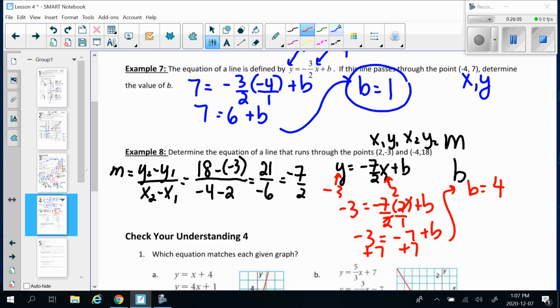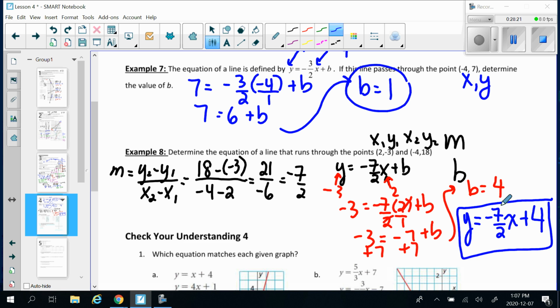So my final answer, once I have m and I have b, is I can write the equation of the line. -7 halves x plus 4. How did I get all these pieces? Let's reflect. So I got the slope by doing all this stuff in black by using the slope formula from the last lesson. How did I find b? Well, I wrote my partial equation, I plugged in a point, and then I actually solved for b. So this is a multi-step question. It is quite difficult, and you'd have to be able to see that that is what you have to do in order to get there.